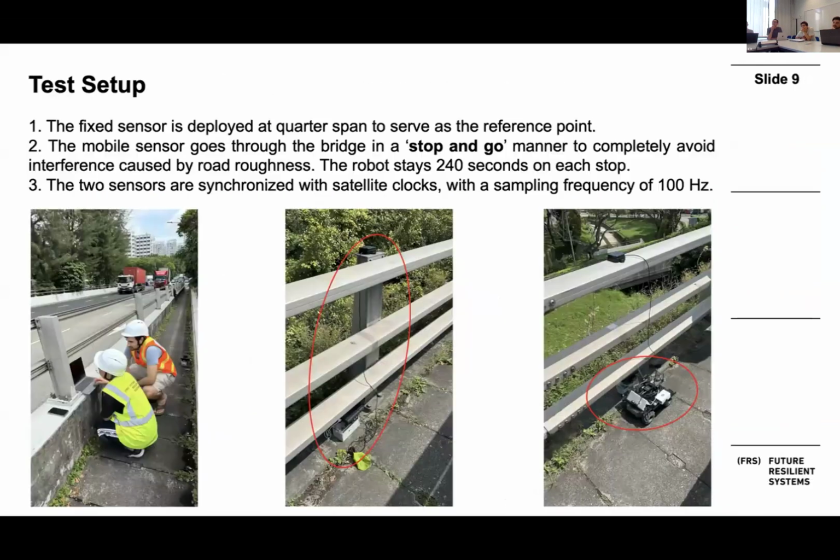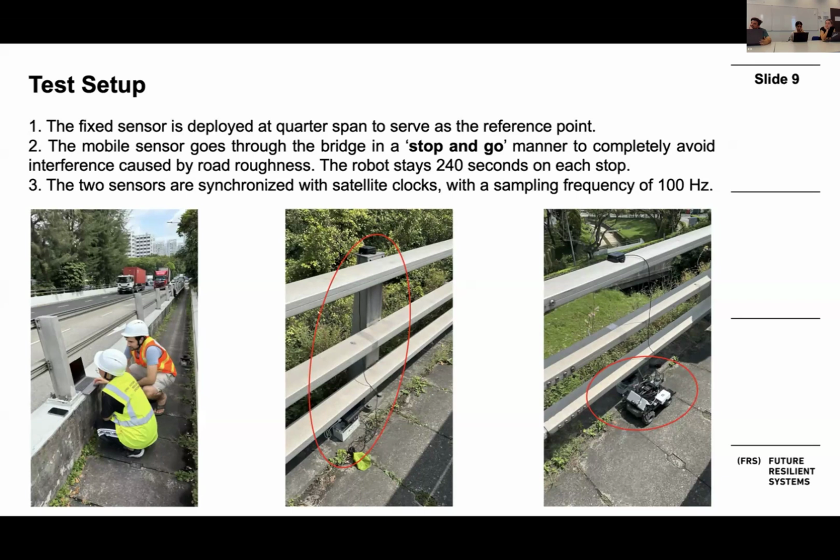Because if the robot is moving, its vibration is mainly caused by the road roughness, and based on our previous experience, this vibration is usually 100 times stronger than the vibration caused by bridge vibration. That's not what we want. And this is the reason why we are using the robot, because if you use a car, you cannot flexibly stop and go. But if you use a robot, this is doable, and we can write a program to control the robot to make it automatically stop and go on the bridge.